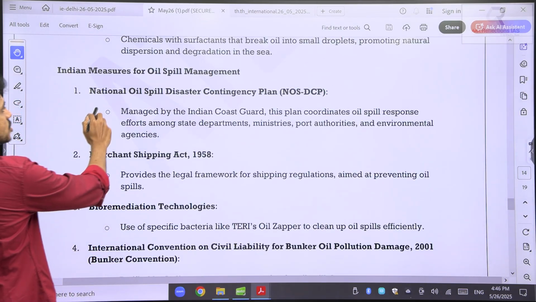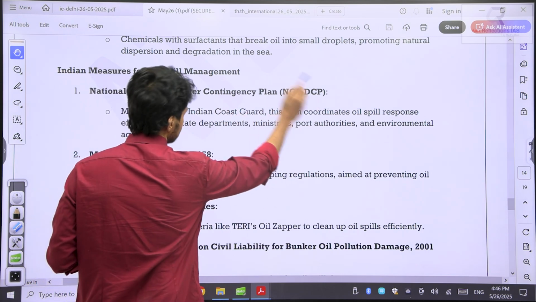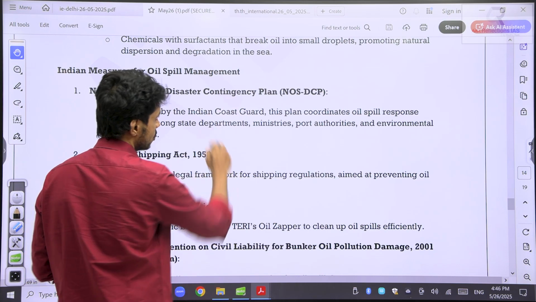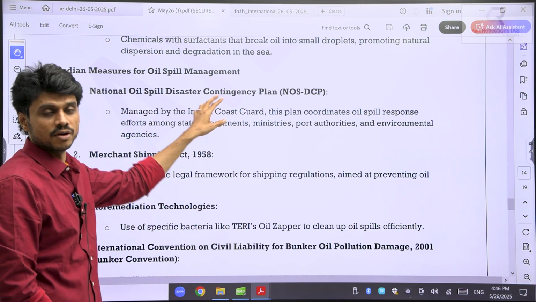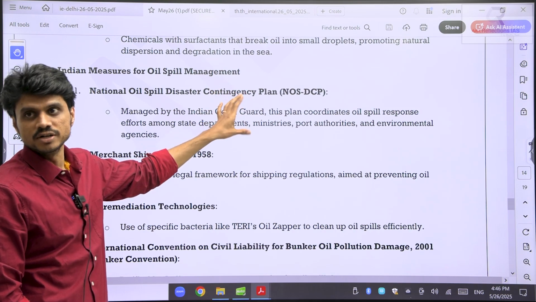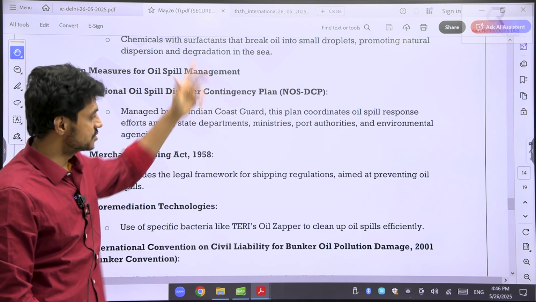One thing is we have this National Oil Spill Disaster Contingency Plan, on how this thing will be handled. This is managed by the Indian Coast Guard. We have also seen one more thing regarding the Indian Coast Guard a while ago, when we were discussing the olive ridley turtles, right? So try to connect this way.